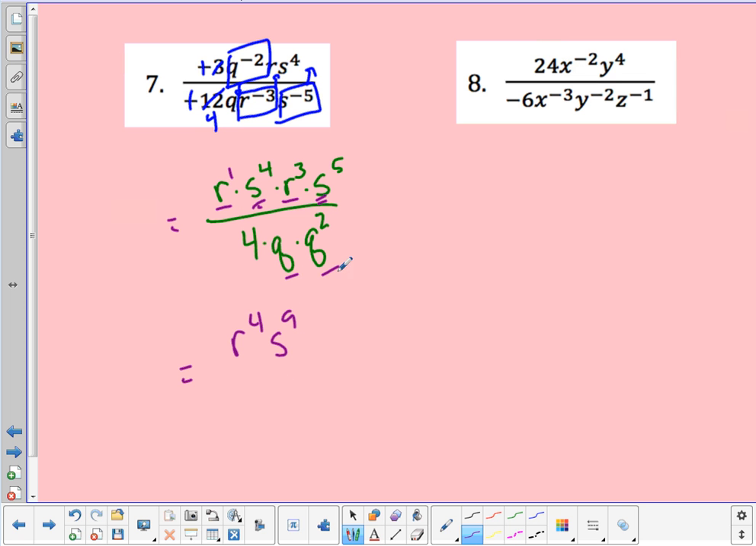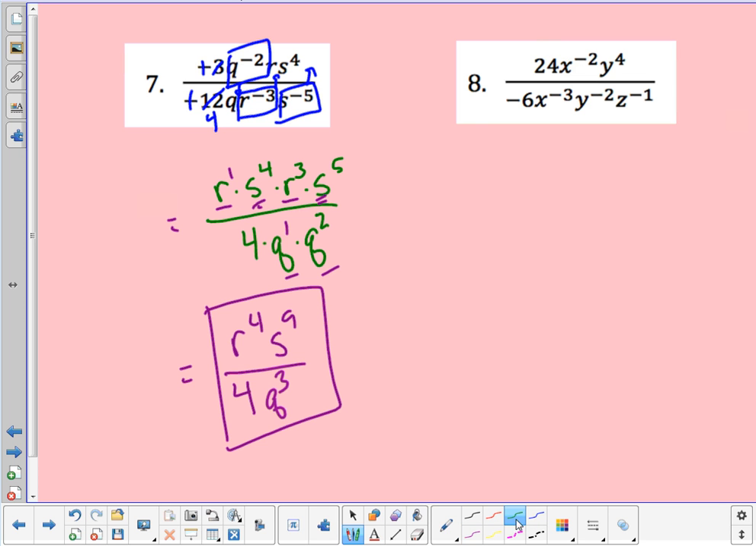And these are also in common on the bottom, so that 4 coefficient stays out front. Q to the first times q squared is q to the third. And that is my simplified expression. My fraction is reduced. I see each base only one time. There's no parentheses. There's no negative exponents. I'm good. Let's take a look at number 8.